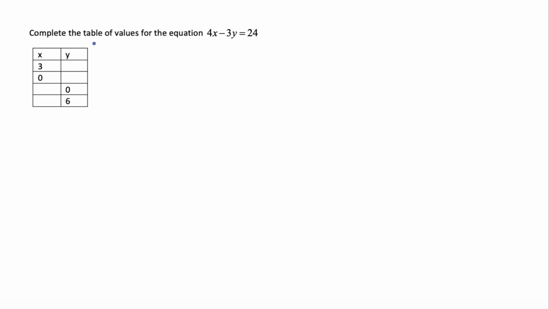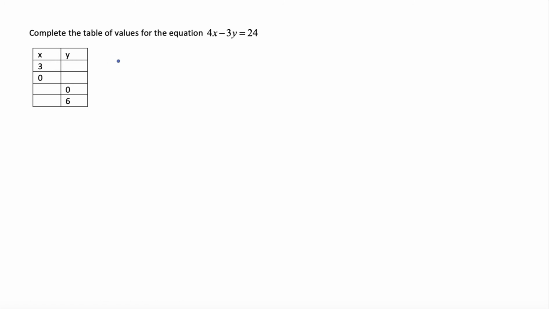Complete the table of values for the equation 4x minus 3y equals 24. And here we have a table. The first column represents the x values. The second column represents the y values. So we see here that x equals 3, right? We see that the y value here is blank. So what do you think that means here?